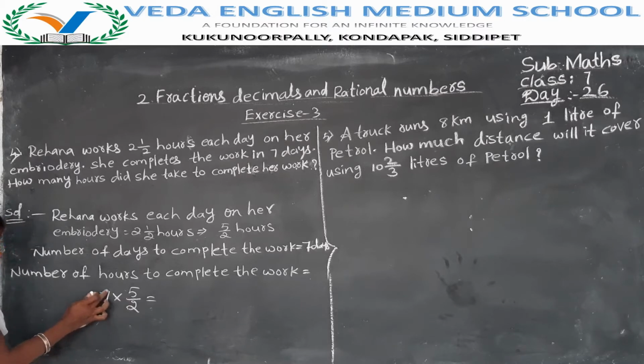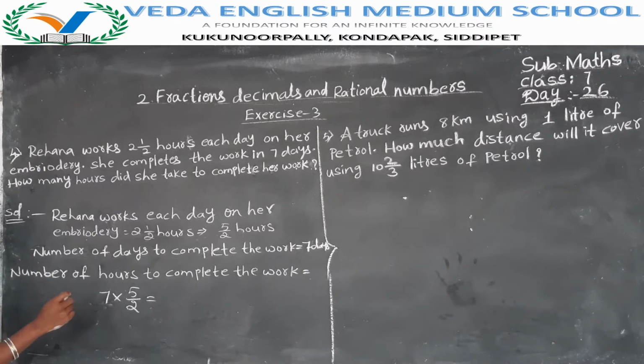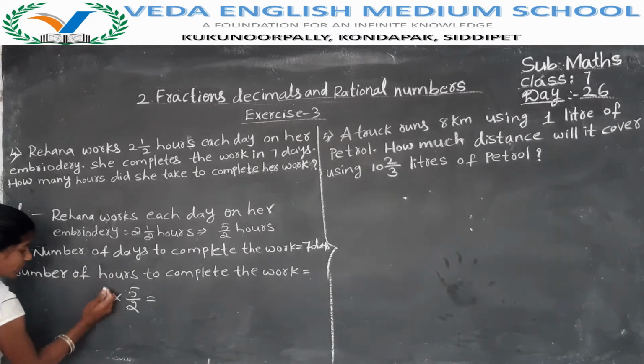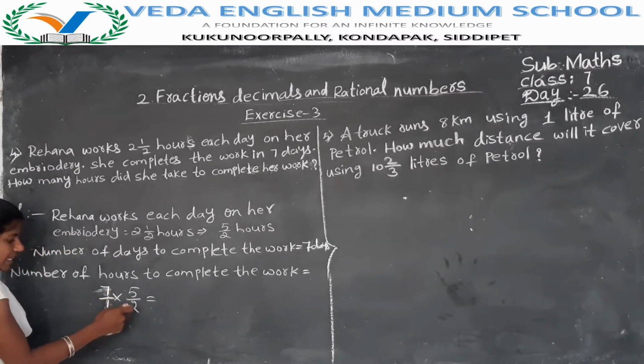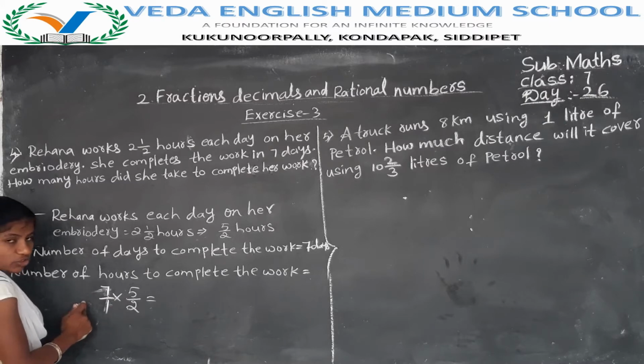Now here, 7 into 5 by 2. 7 is a numerator, there is no denominator. If you don't have any denominator, we have to take the denominator as 1. I told you, if there is no denominator, take the denominator as 1. You can write like this also, no problem. 7 by 1 or 7, both are the same. Now 7 by 1 into 5 by 2. Is there any possibility to cut? No, there is no more possibility.